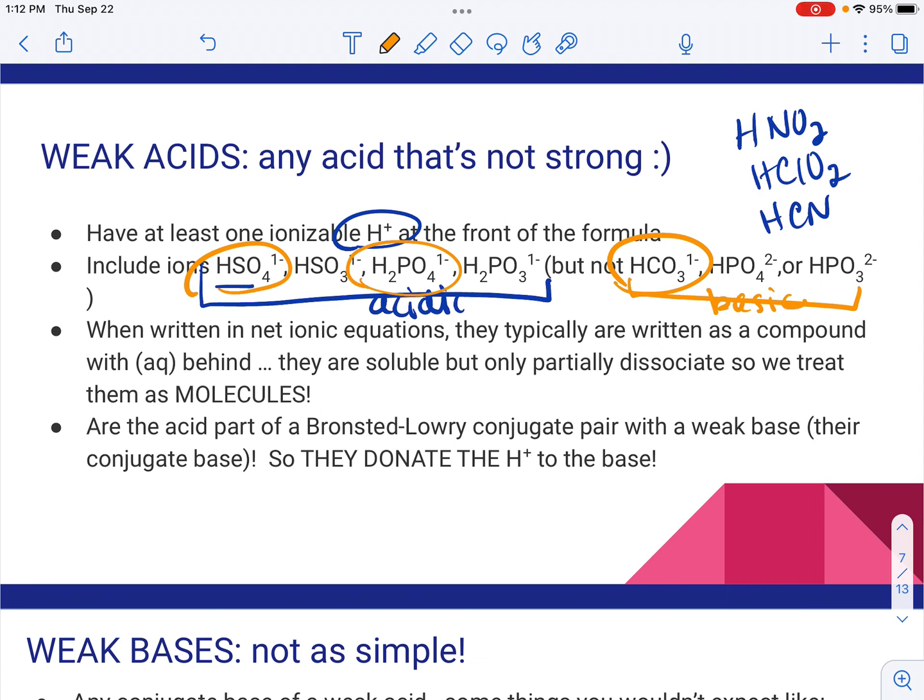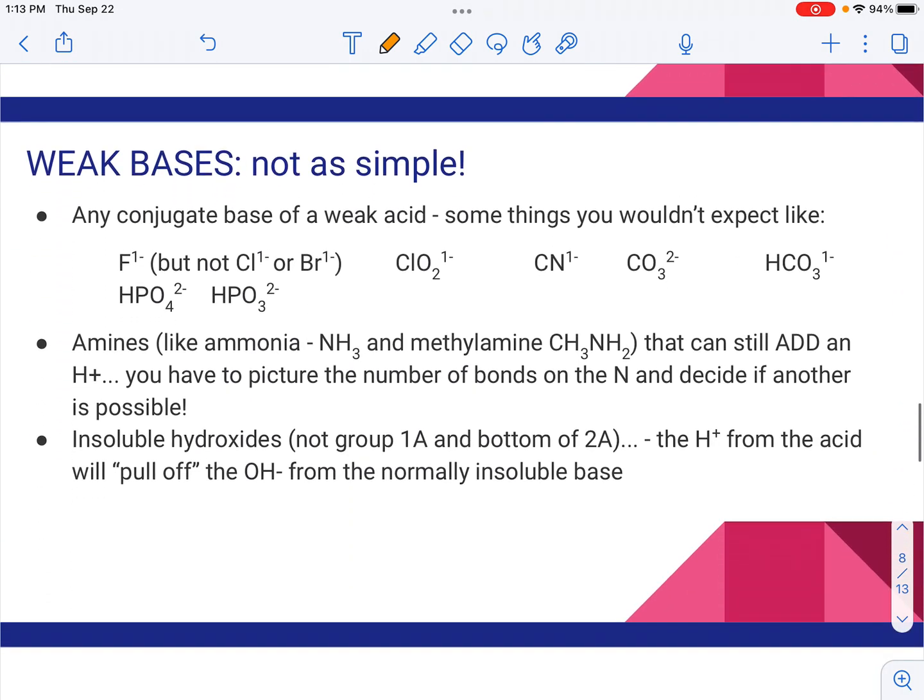Okay, written in non-ionic equations, we're writing them as the compound or as the whole ion. So I might have sodium hydrogen sulfate. If I have that salt, technically this is going to ionize, and that means I really have Na+ and HSO4-, and it can act as an acid. Okay, they are the acid part of a Bronsted-Lowry acid pair, and so this is what we're looking at. They're going to donate. All right, weak bases are not quite that straightforward.